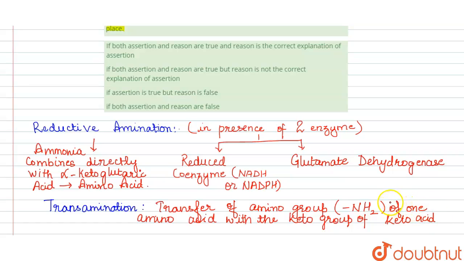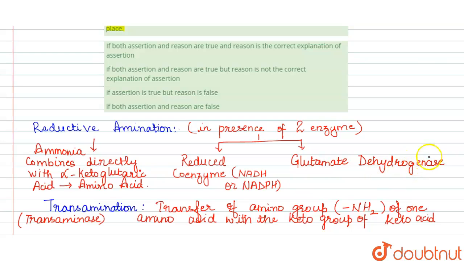Basically what happens, the enzyme required here is the transaminase. Enzyme we'll write here as transaminase. Transaminase is the enzyme which is required here. So in this, a transfer of the amino group from the glutamic acid takes place, right? So the enzyme required here is the transaminase or the amino transferase.